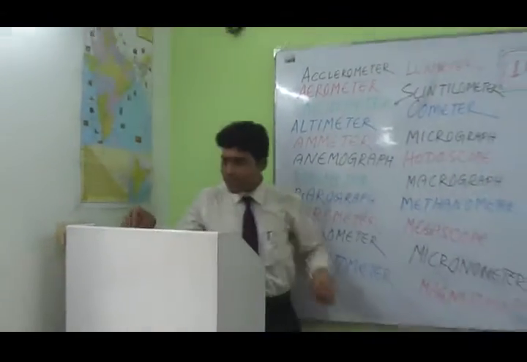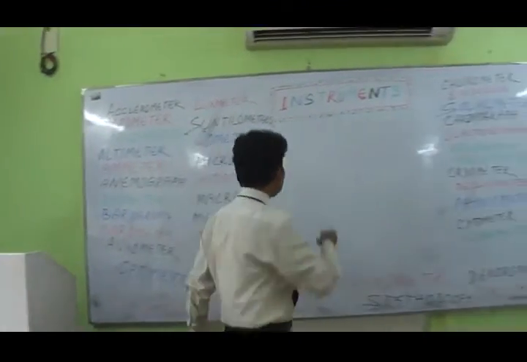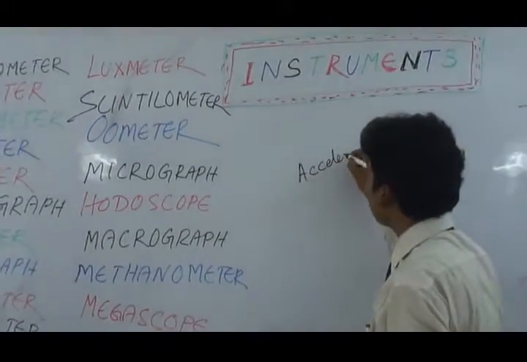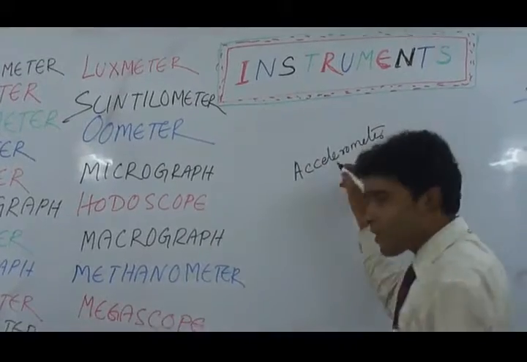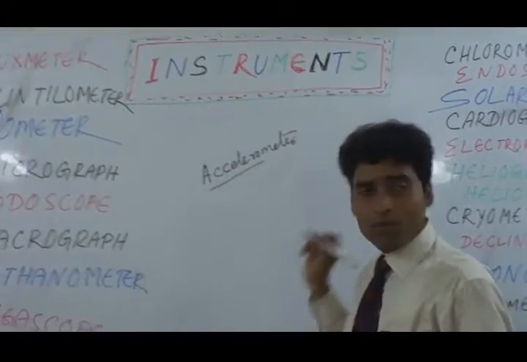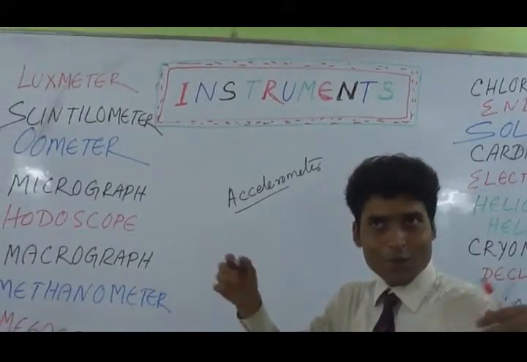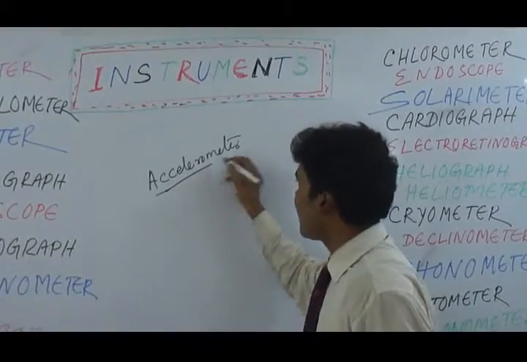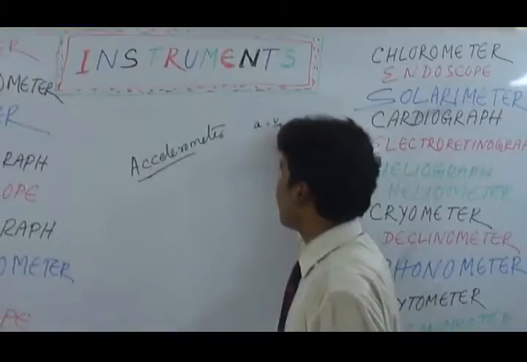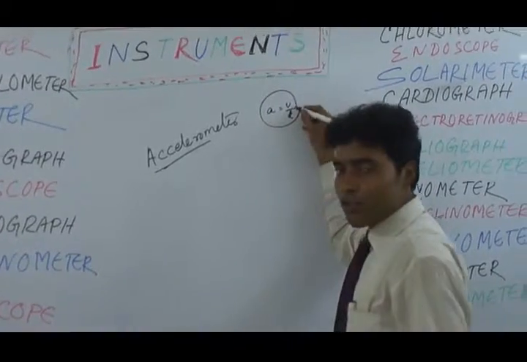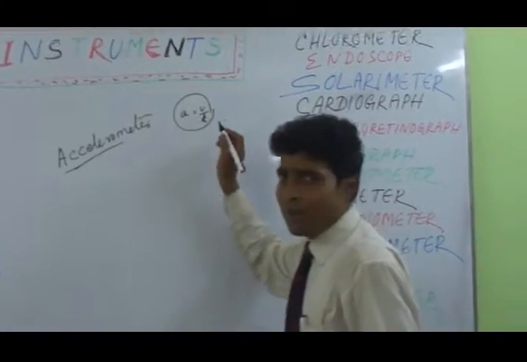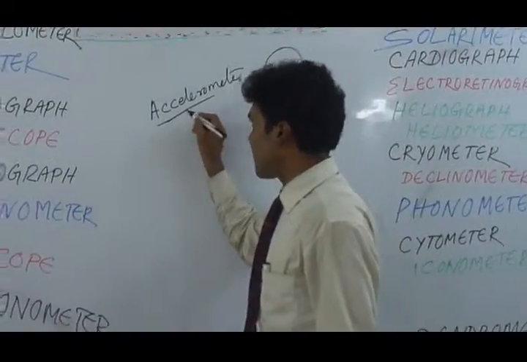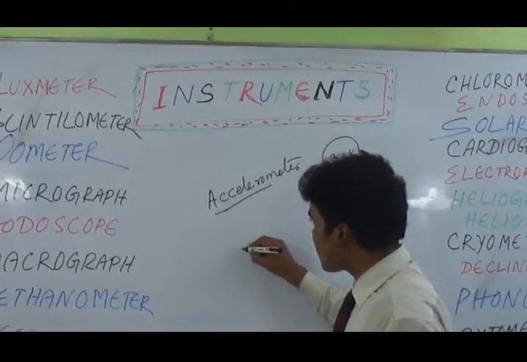Okay, dear. Just see, first I have to discuss your accelerometer. See this word. Acceleration means, in science, to speed up something, right? So accelerometer means, not that a is equal to velocity by time. In science, you know velocity by time is acceleration, and force is mass into acceleration. Okay, you forget this one. Just see, accelerometer means which speeds something.